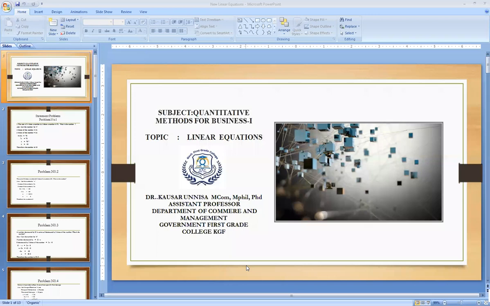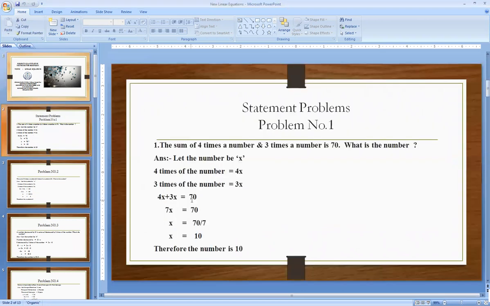Today in this class we are going to discuss linear equations which are given in the form of words or sentences. In this kind of question we have to frame the equation, then calculate the value of x or y. Let us see the first question. They have given: the sum of 4 times a number and 3 times a number is 70.